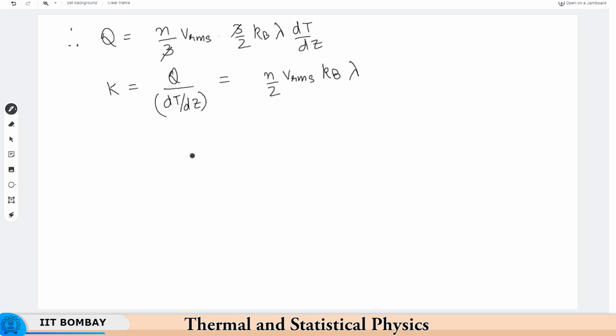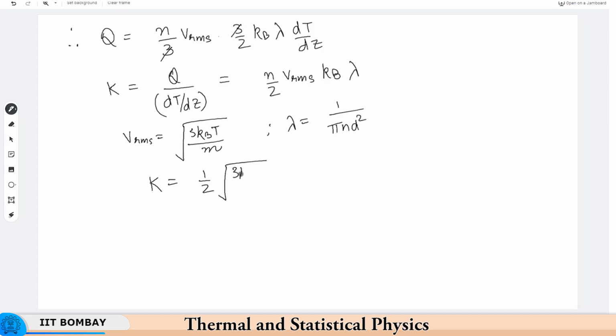So, again, since V RMS is the square root of 3 kBT by m, and lambda is 1 by pi n d squared, if we plug these values in, we get k equals 1 by 2 times the square root of 3 kBT divided by m, times kB, times 1 by pi d squared, because n will cancel out. Okay. So, this n from lambda will cancel with this n.